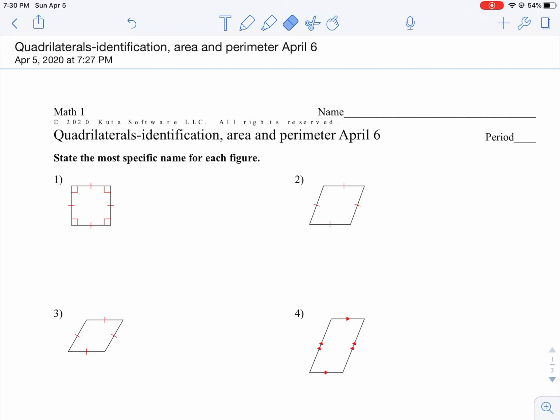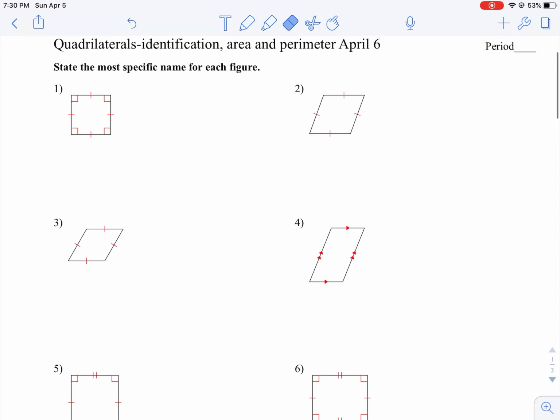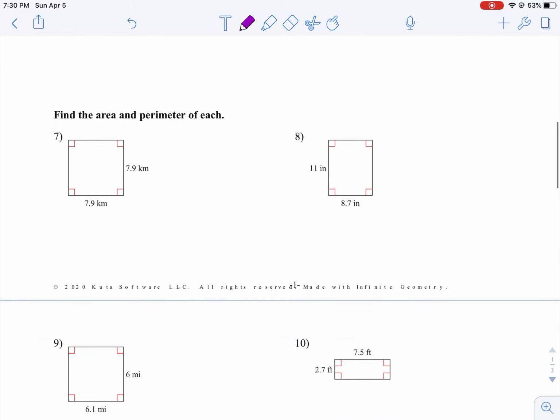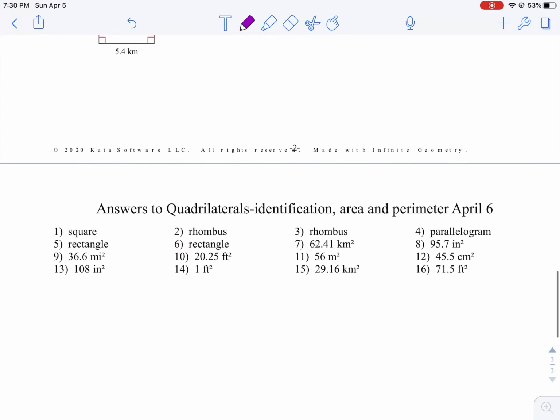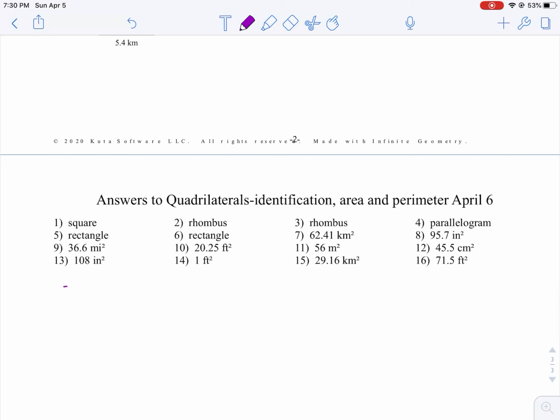All right, this is only a 4-day week. So today we're going to be identifying the quadrilaterals, and then area and perimeters a little further down. Here we have to state the most specific quadrilateral that we know. We'll talk about that in a little bit. Then we're going to come down here and find the area and the perimeter of each one, and we're going to talk about which ones we want to deal with, okay?